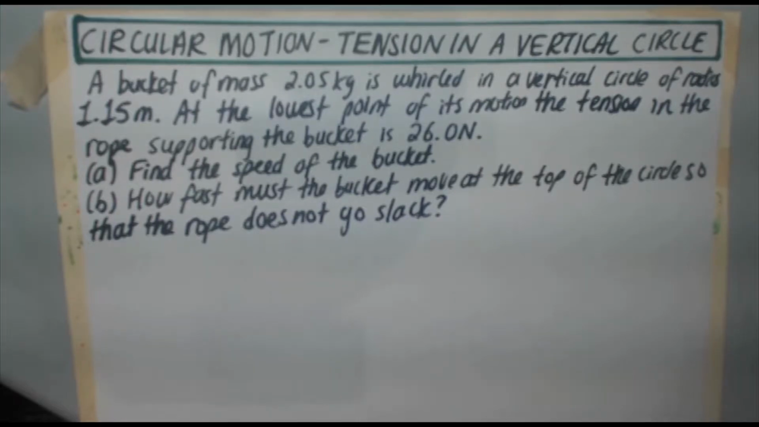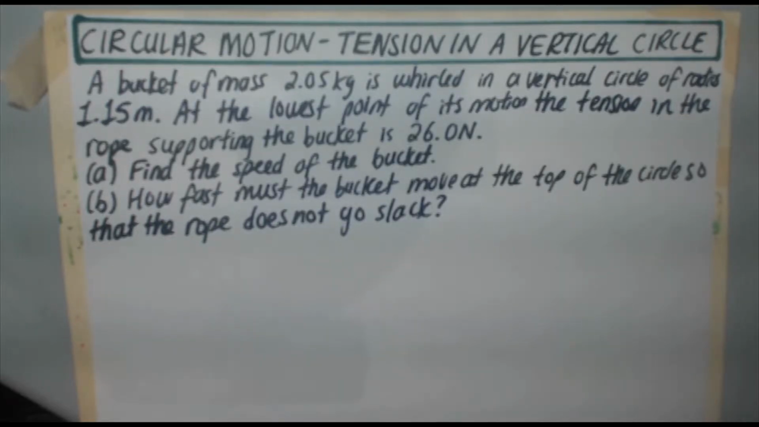Tension in a vertical circle. A bucket of mass 2.05 kilograms is whirled in a vertical circle of radius 1.15 meters. At the lowest point of its motion, the tension in the rope supporting the bucket is 26.0 newtons. A, find the speed of the bucket, and B, how fast must the bucket be moving at the top of the circle so that the rope does not go slack.